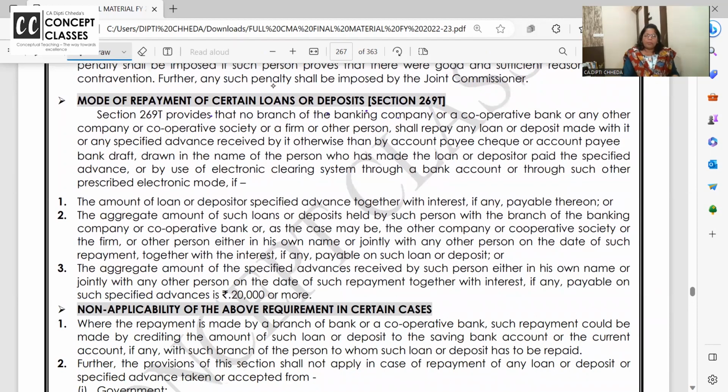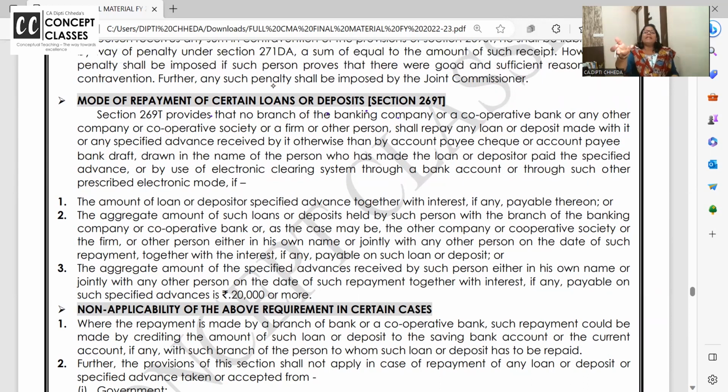Repayment of loan or deposit. Ma'am, I took loan by check, but I repaid in cash. Then 269T. I took it by check, 30,000 loan, but I repaid in cash. So you are caught up in 269T.